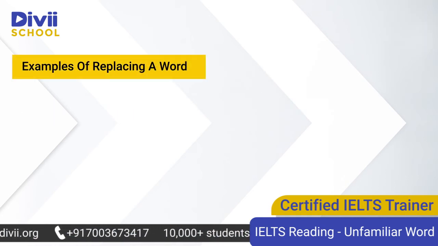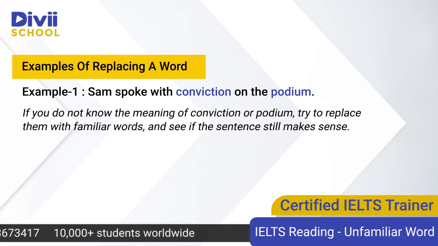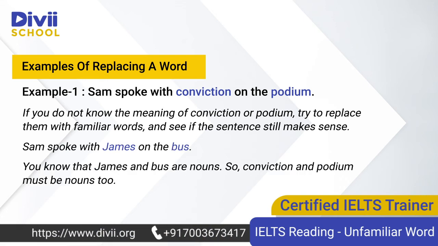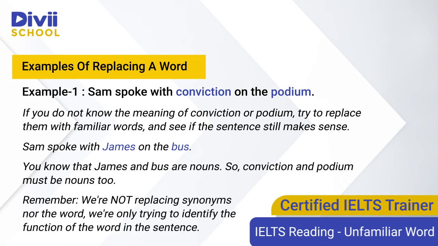For example, if you do not know the meaning of conviction or podium, try to replace them with familiar words and see if the sentence still makes sense. You know that James and bus are nouns. So, conviction and podium must be nouns too. Remember, we're not replacing synonyms, nor are we replacing the word to find the exact meaning. We're only trying to identify the function of the word in the sentence.